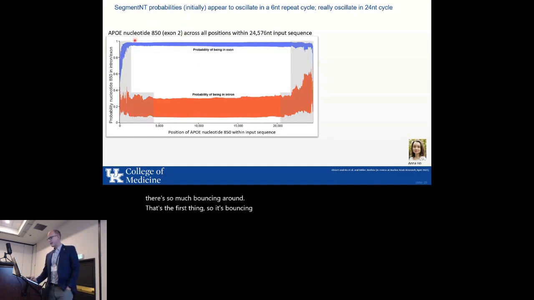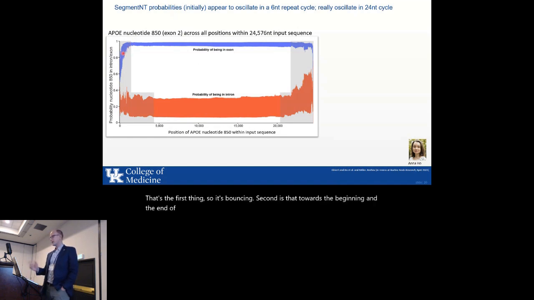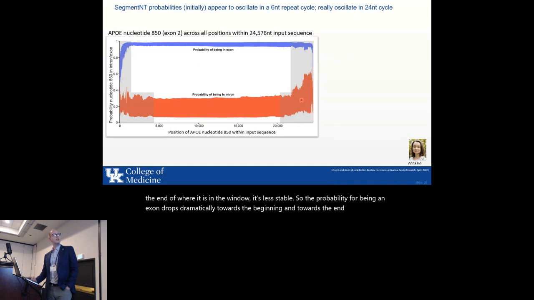Second is that towards the beginning and the end of where it is in the window, it's less stable. So the probability for being an exon drops dramatically towards the beginning and towards the end. And it's just really sporadic for both of them on both ends. So here we're going to zoom in and see exactly what this looks like.